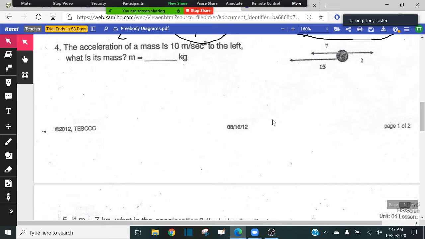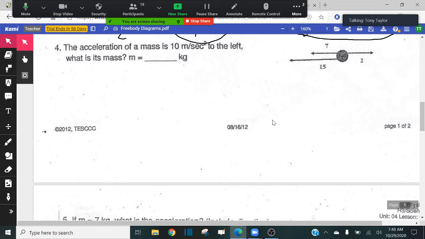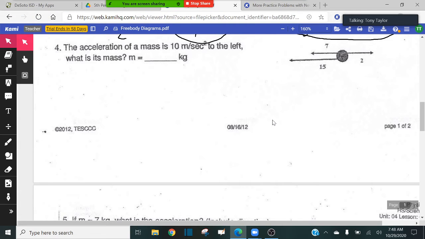Number 4 says the acceleration of a mass is 10 meters per second squared to the left. Okay, so that means we have a negative acceleration because it's accelerating to the left. What is the mass of the object? Okay, so let's figure this out.